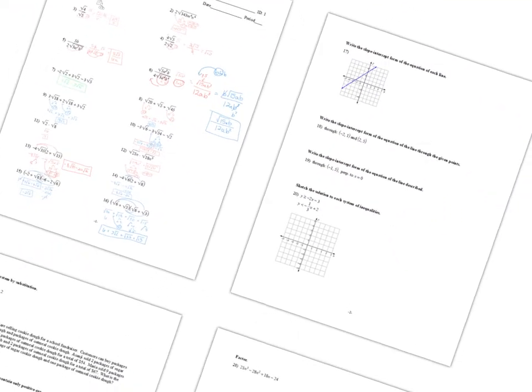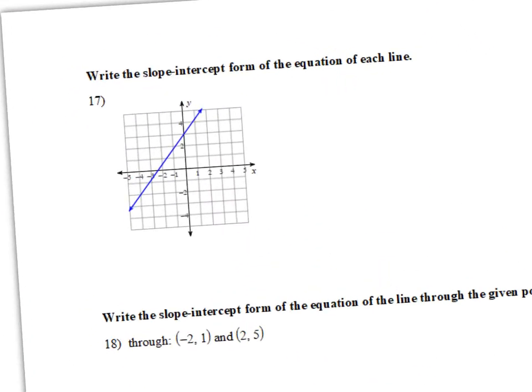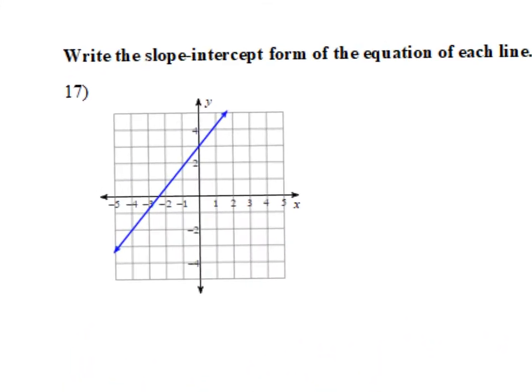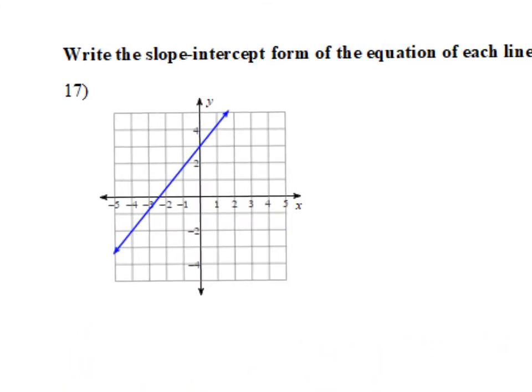All right, I'm going to problem number 17 here, some just cumulative review stuff. This is asking us to write it in slope-intercept form. So we got to think about that. That's y equals mx plus b. So my start position here would be right here at 3. So my b equals 3.